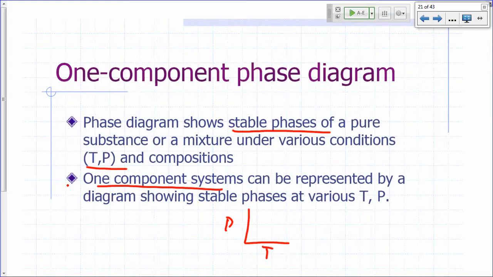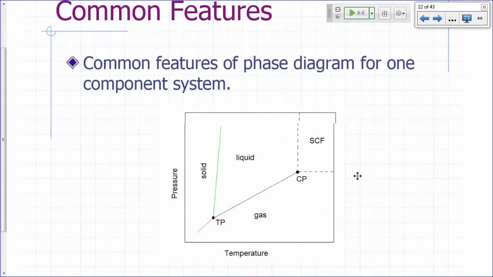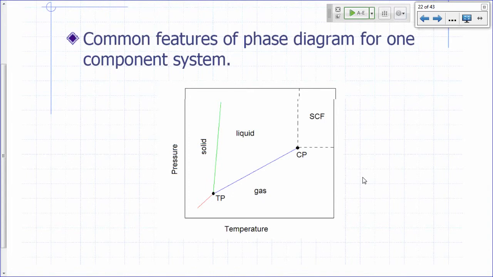The graph might be shown as log of pressure or log of temperature, but basically you have a diagram where you specify the conditions by just specifying the temperature and the pressure. Common features of a phase diagram for a pure substance look like this. It's divided into four regions actually, at least three regions.